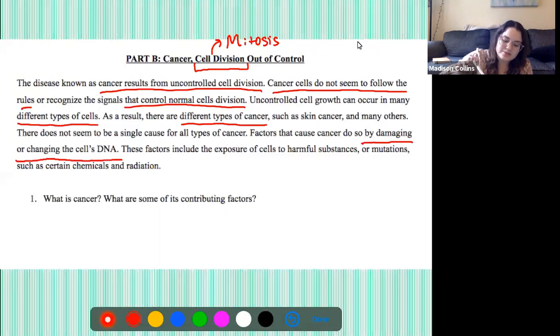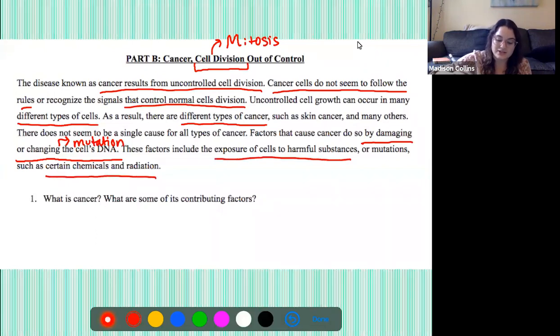Now, we've seen this phrase before. Remember, we call a change in the DNA a mutation, right? So cancer, or factors that cause cancer, are going to cause mutations in your DNA. And these factors that cause cancer include different things like the exposure of cells to harmful substances or mutations, such as certain chemicals or radiation. And we're going to call those factors that cause cancer carcinogens. Okay, so carcinogens is a word for cancer-causing factors.